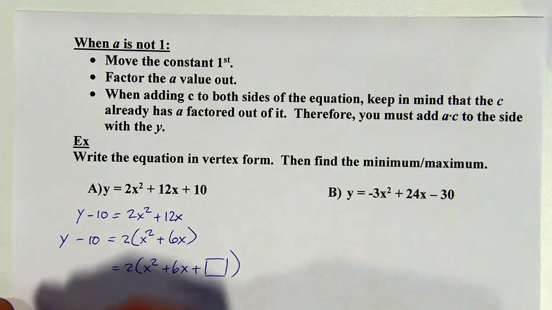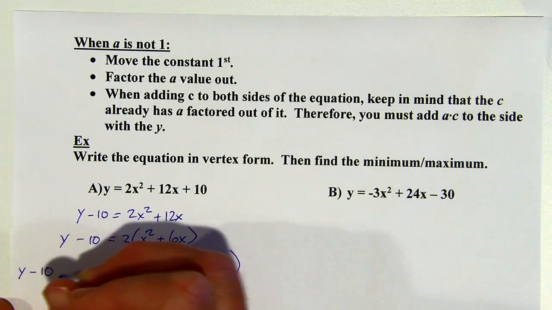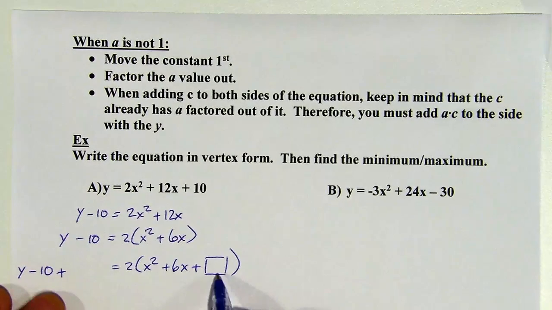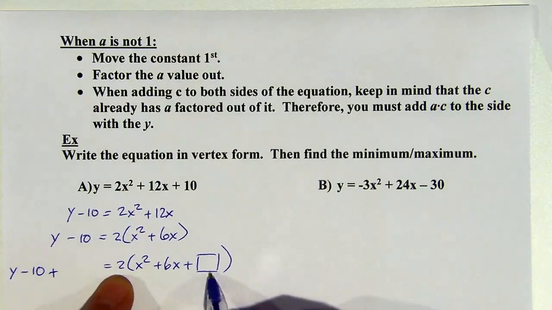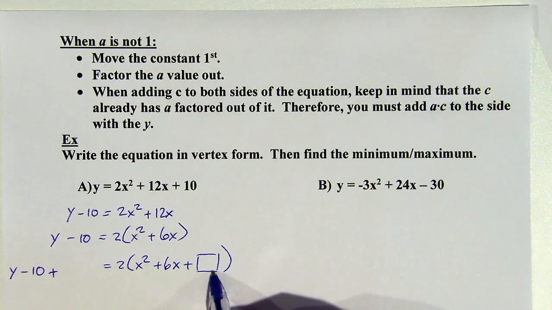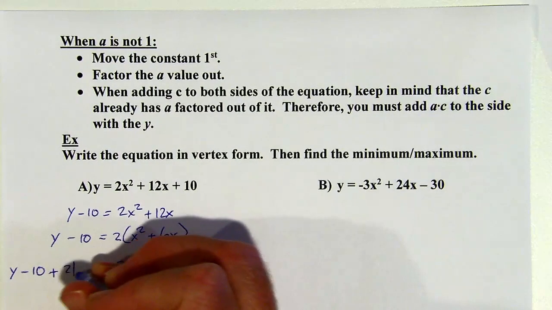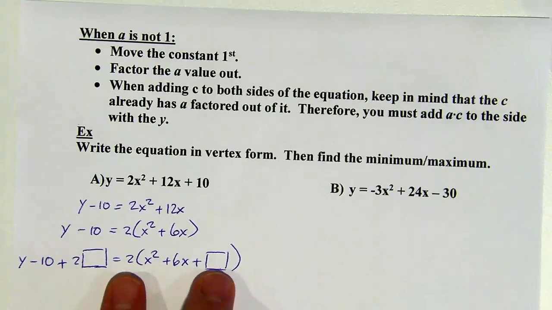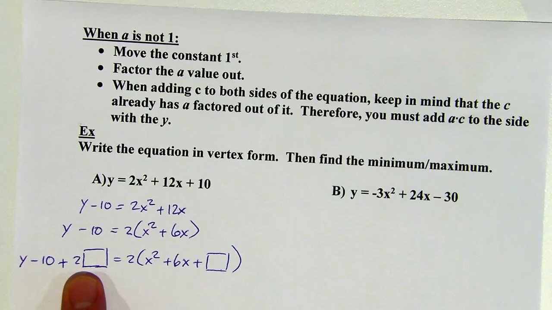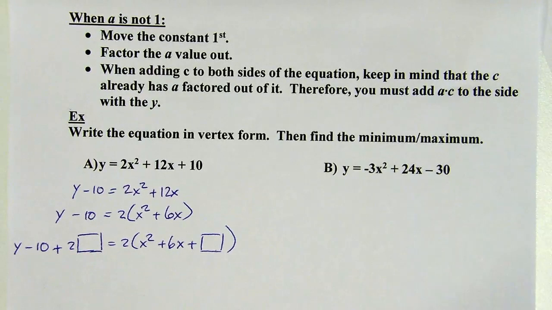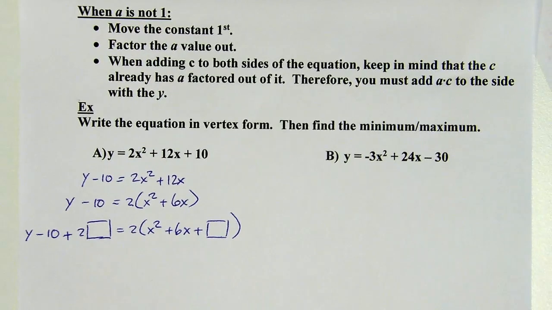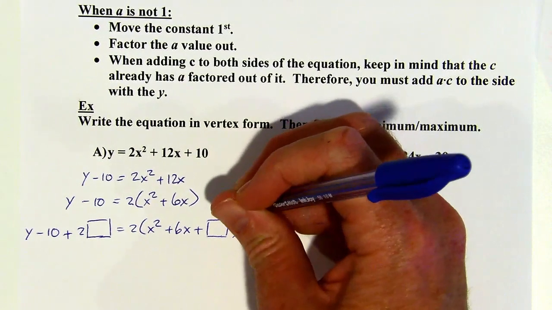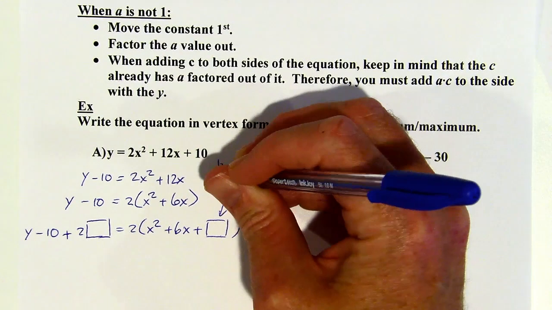So I have to account for that on the other side of the equation. Instead of just adding in the mystery number, I'm going to add 2 times the mystery number, because this mystery number has a 2 factored out of it. So I want a 2 factored out of my mystery number on the other side as well, and now this is going to be equivalent to that. It's a little tricky. It's easy to forget that step. All right, so let's find our mystery number here. We're going to do b over 2 squared.